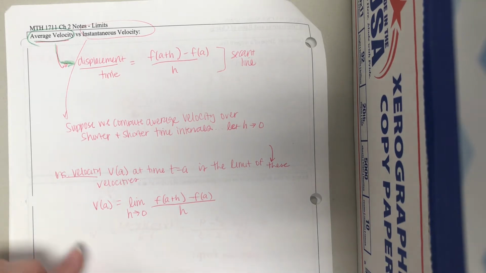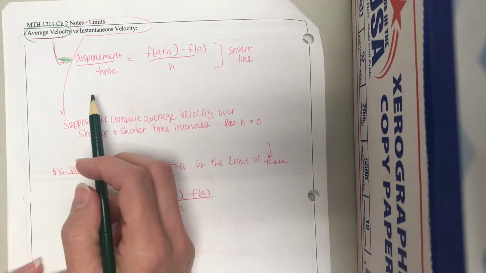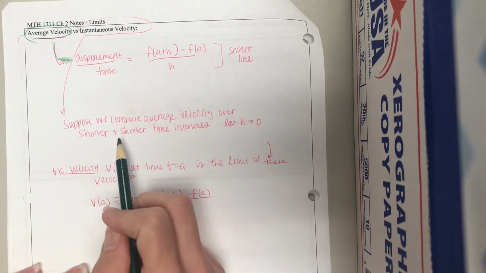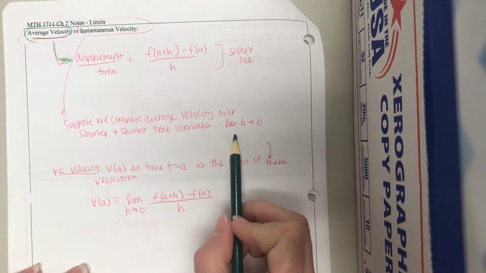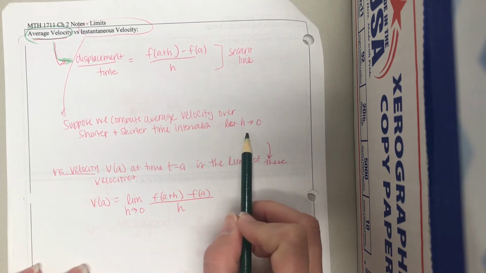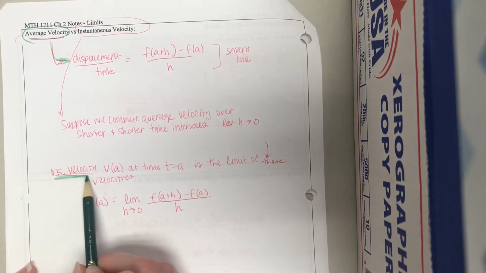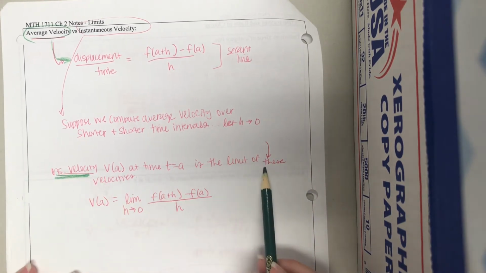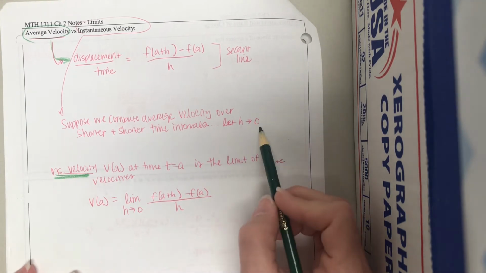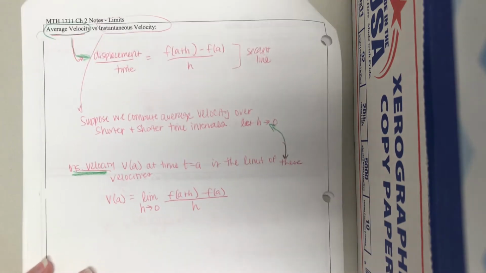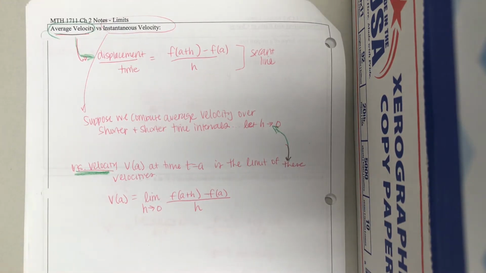And then to work your way from average velocity to instantaneous velocity, suppose you would compute the average velocity over shorter and shorter time intervals. So like this interval is getting closer and closer to 0. Instantaneous velocity is the limit of all of these velocities. So if you want to pause and write that down, that's the same equation we ended up using to do the problem that we began.